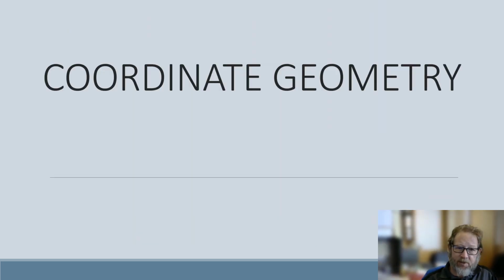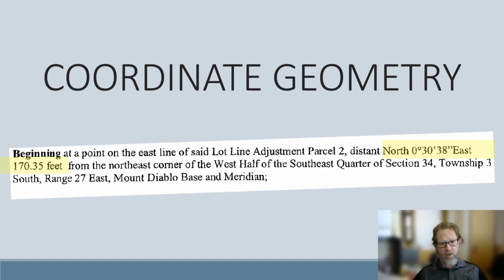So let's now talk about coordinate geometry. Coordinate geometry refers to the bearings and distances you will see on the map, which you will then have to input into your coordinate geometry program, in this case ArcMap. So our legal description is telling us that once we find that initial starting point, we need to go northeast 0 degrees, 30 minutes, 38 seconds, and we need to do that for 170.35 feet. We need to type that into our COGO program and create a line.